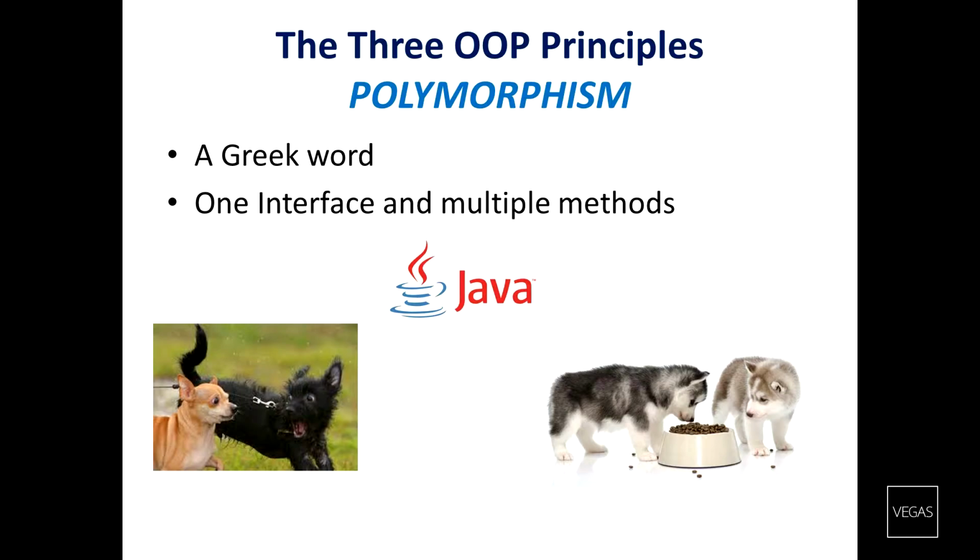It's a Greek word. The name suggests poly means multiple, that is, one interface and multiple methods. You might be wondering why in polymorphism I have taken pictures of a dog. To make it interesting I have taken it, but I have related polymorphism with real world examples so that you can understand it better. So let's begin with polymorphism.